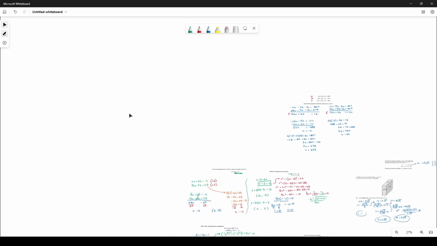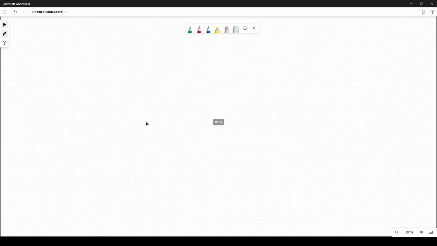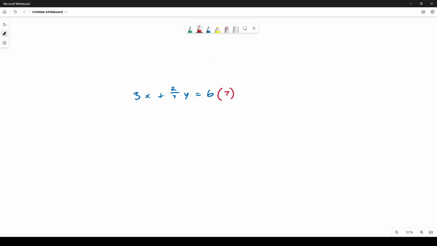I'll do it over here. Let's say you had 3x plus 2 over 7 y equals 6. If that was one of your lines, before you even start, you just multiply the whole line by 7, and then you do 7 by 3, it's 21. 2 over 7 by 7 when you do it in your calculator, or if you want to realize that the 7's cancel, it would just be 2y, and you still have to multiply that by 7. Then you start doing the simultaneous equation.